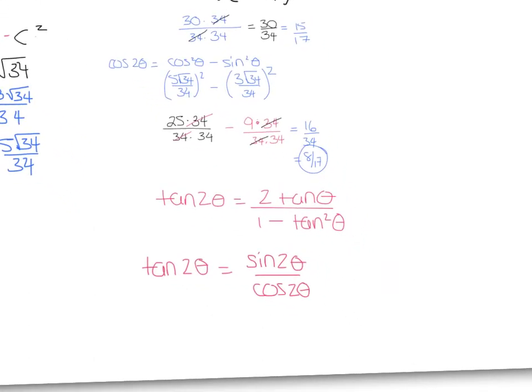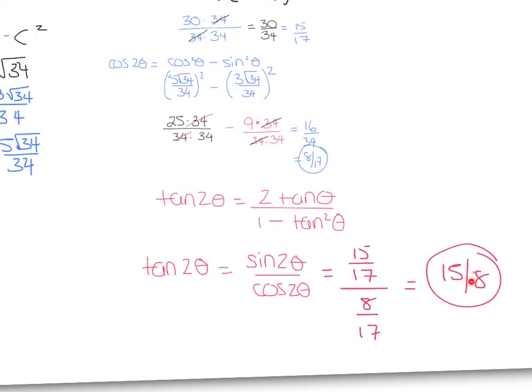I'm going to go ahead and substitute, because I evaluated sine 2 theta, so I'm able to substitute. Sine 2 theta we said was 15 over 17, and cosine 2 theta we said was 8 over 17. And when I reduce that, I get 15 over 8. If you use this formula, you will see that you get the same solution.